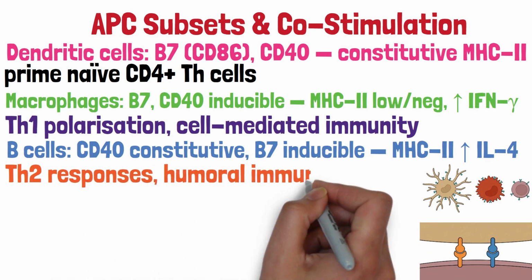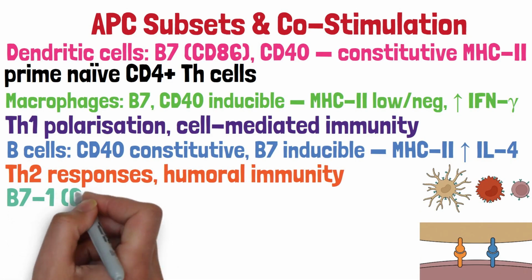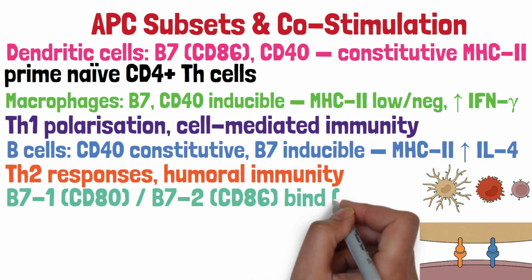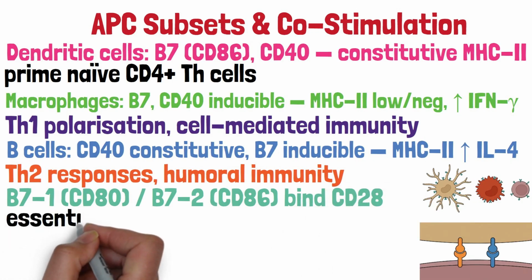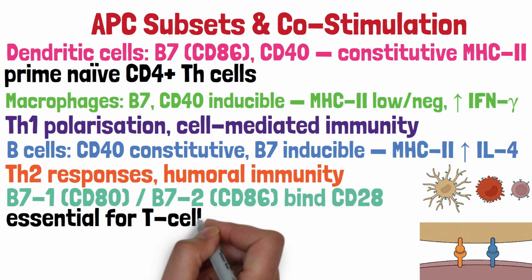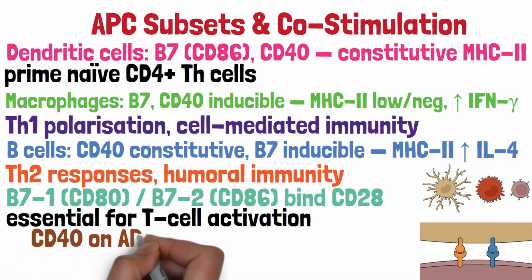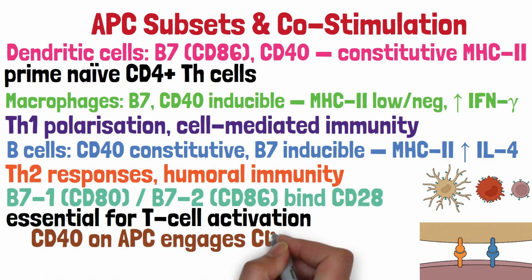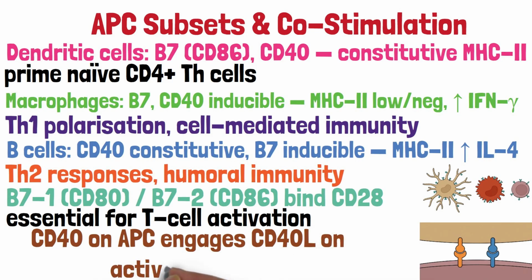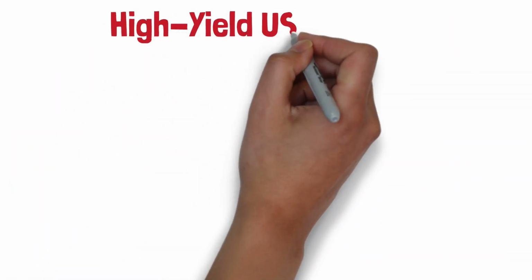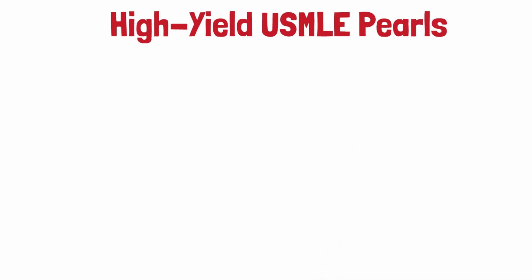Zooming into the co-stimulation itself, B7-1, also called CD80, and B7-2, or CD86, both bind CD28 on the T cell, and this interaction is essential for T cell activation. The other key pair is CD40 on the APC engaging CD40L on an already activated T cell, which enhances APC function and cytokine production. Building on everything we've covered, let's pull it all together into the pearls most likely to show up on your exam.